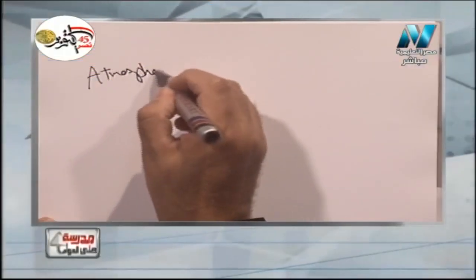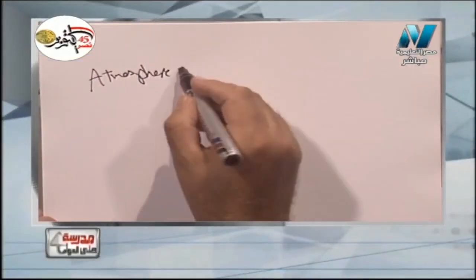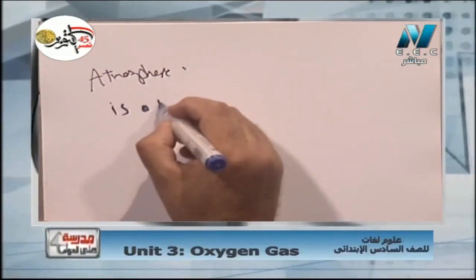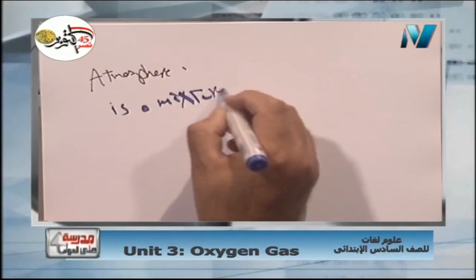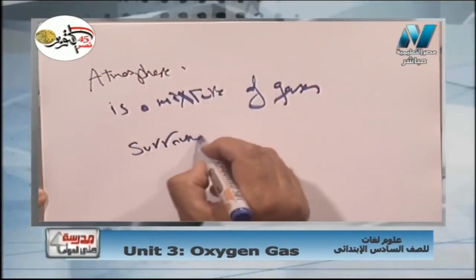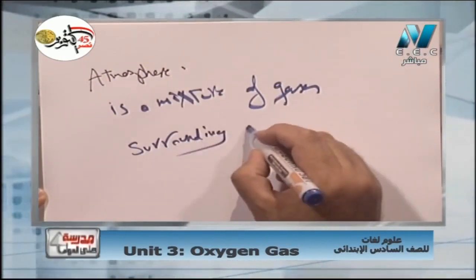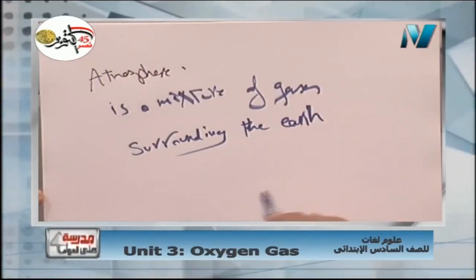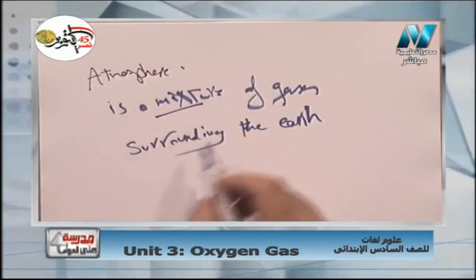او لو عايز اعمل definition للاتموسفير I can say atmosphere is a mixture of gases that surrounds the earth. Again, atmosphere, I can write a definition for that. Atmosphere is what? Is a mixture of gases, is a mixture يعني خليط من الغازات, is a mixture of gases surrounding the earth. Okay, that's a very important definition for atmosphere. Again, atmosphere أو الغلاف الجوي هو mixture of gases, خليط من الغازات surrounding the earth.